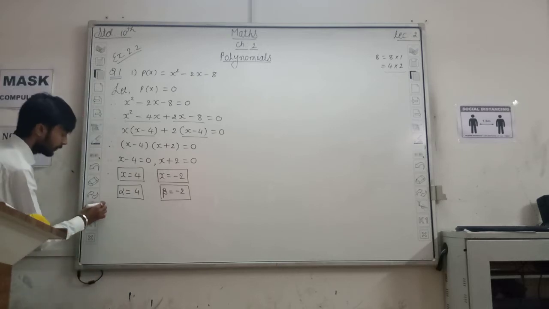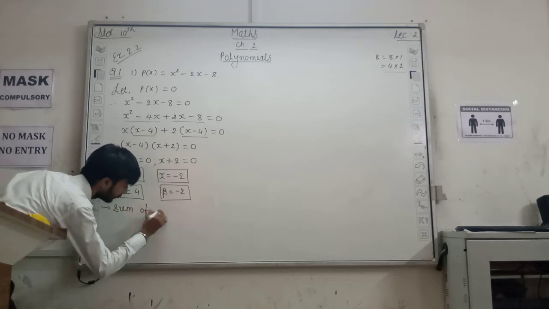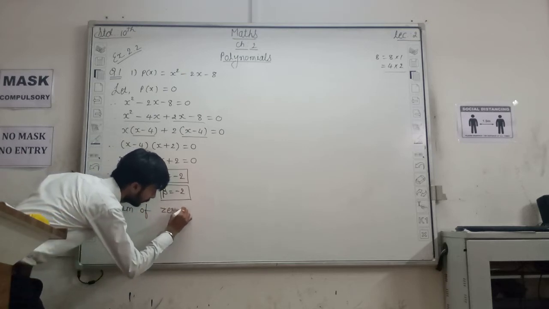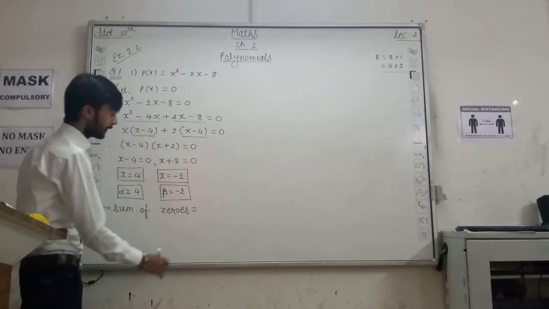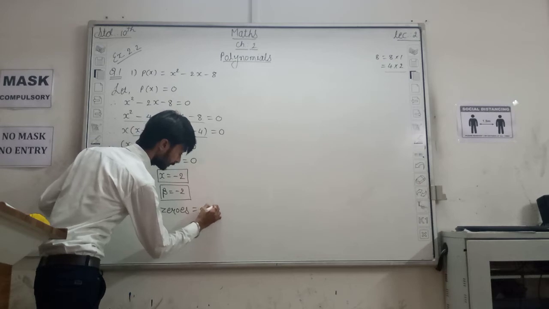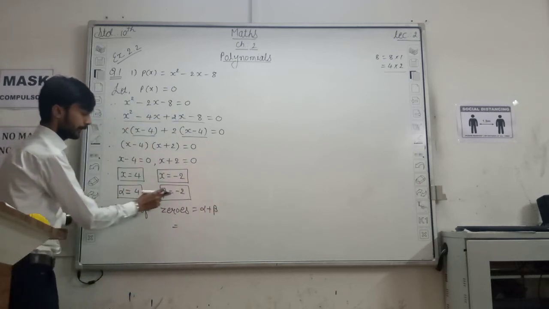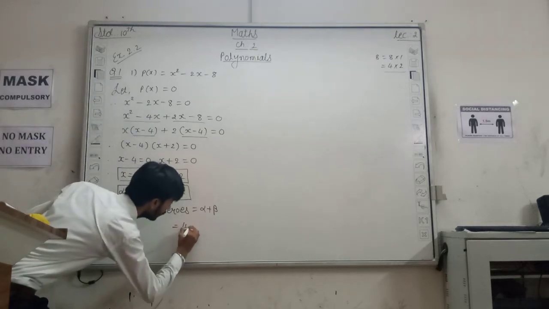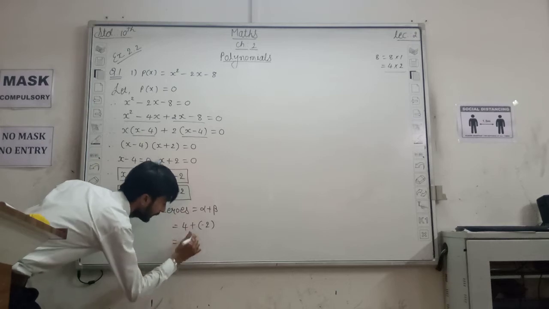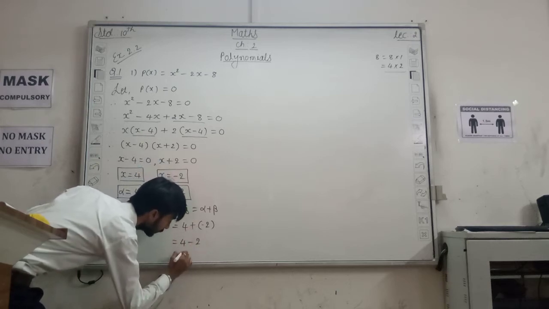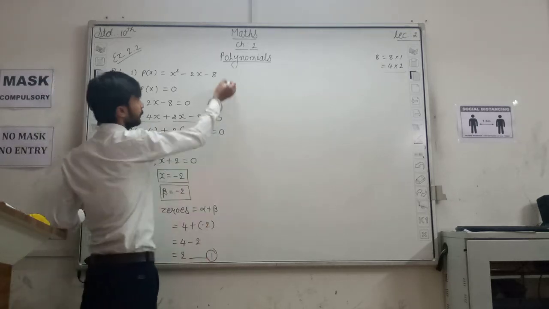So first, sum of zeros. What is the sum of zeros? First, alpha plus beta. Alpha is 4, beta is minus 2. So 4 plus minus 2, that is 4 minus 2, which is 2. Give it number 1.